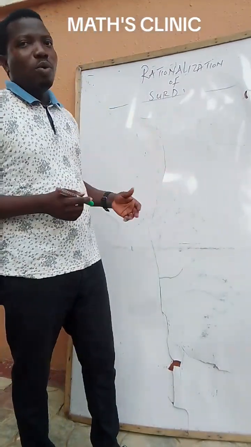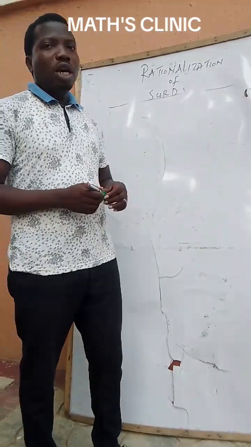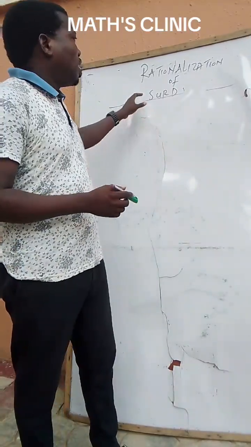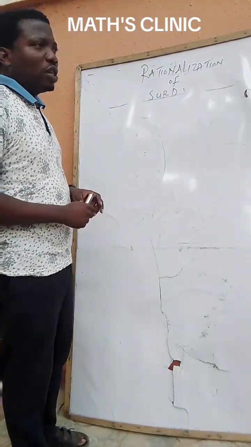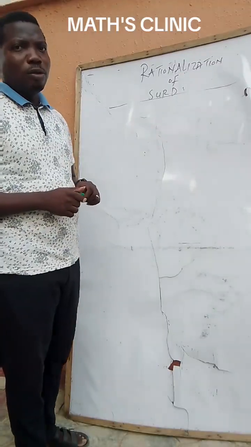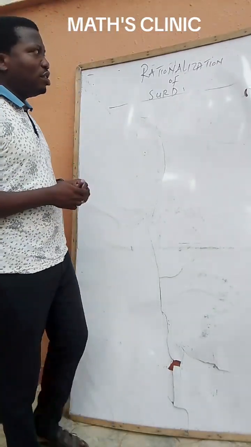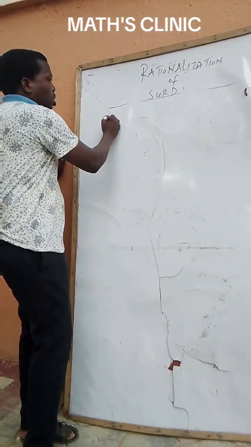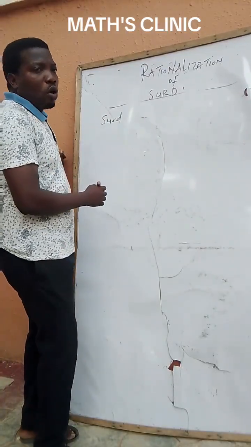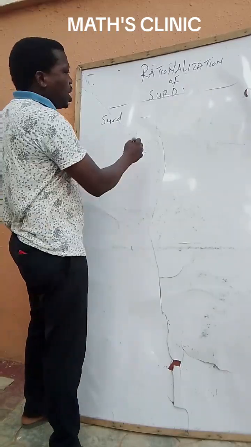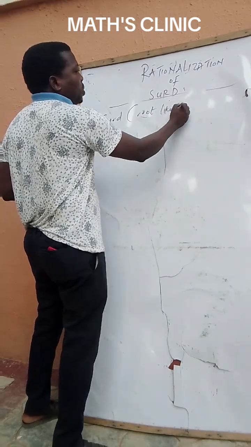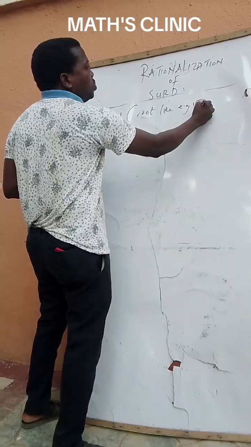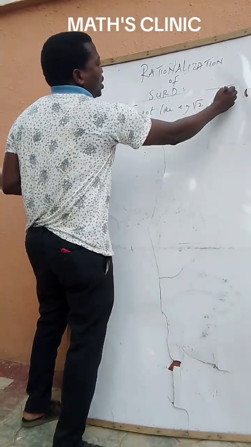Now, based on the topic we have started, we treated conjugate surd last time. But this time around, we want to go to the rationalization of surds. Before we start, what do we call rationalization? Rationalization is the removal of surds. The surd I mean here is the root-like. For example, let's say root 2, root 5, and the likes.